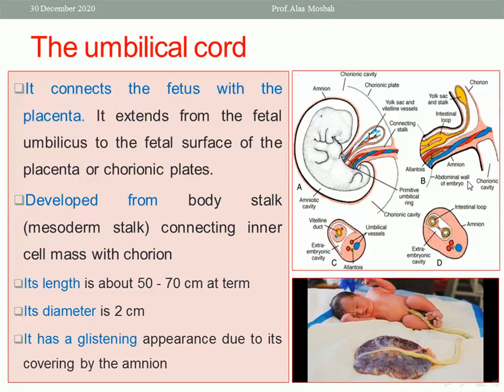What about its length? It is about 50 to 70 centimeters. You can see the umbilical cord here in the picture, connecting the umbilicus to the placenta. This is the fetal surface, of course. Its length is 50 to 70 centimeters, and its diameter is about 2 centimeters. It is glistening because it is covered with amniotic membrane, which is transparent and glistening.